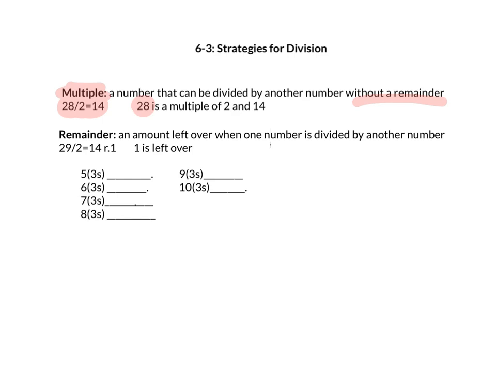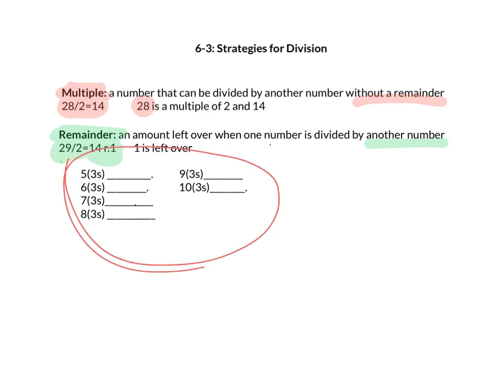Another term we're talking about is remainder. A remainder is the amount left over when a number is divided by another number. So if you did 29 divided by 2, it's not easily done. It would be 14, but there's a remainder of 1 left over. Okay?